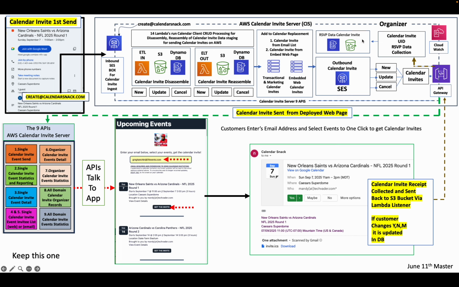We can track the individuals who were sent invites, but we also check the Lambda listener, which we've built, for calendar receipts. Once the calendar receipts are sent back downstream from customers from the upcoming events or bulk list sending, we gather that long term, and that provides you a nice overall archive of data for the calendar invites.